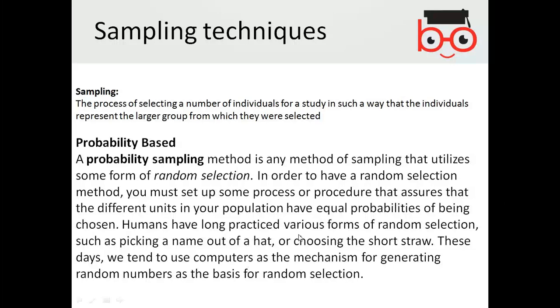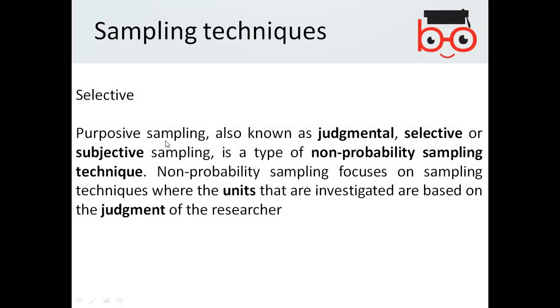Humans have long participated in various forms of random selection, such as picking a name out of a hat or choosing a short straw. These days, we tend to use computers as the mechanism of generating random numbers as the basis of random selection. Selective sampling is a technique.